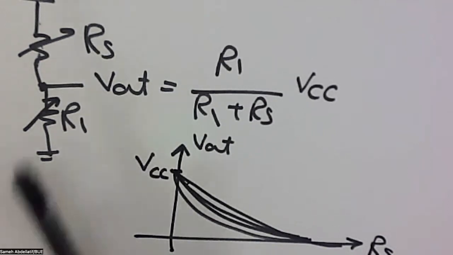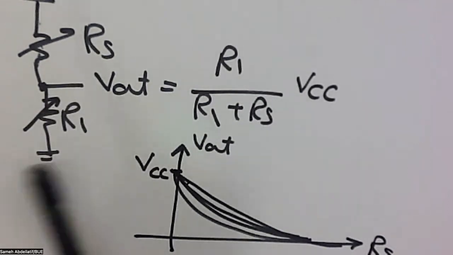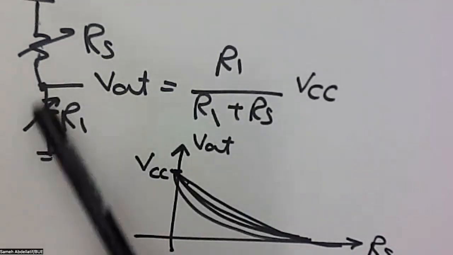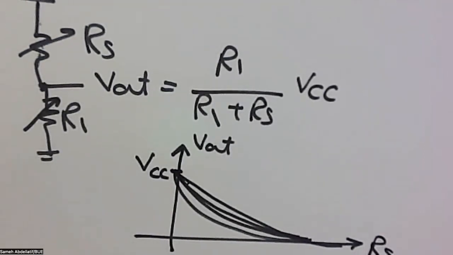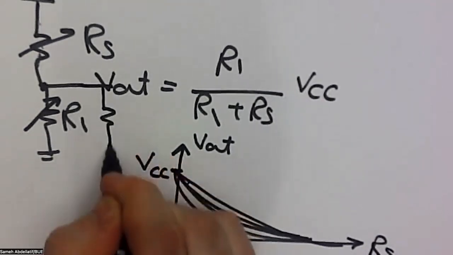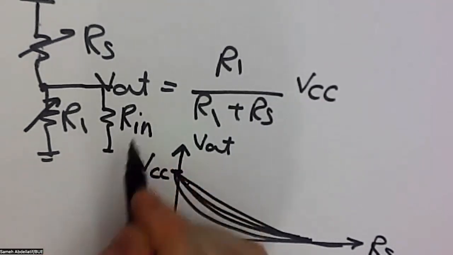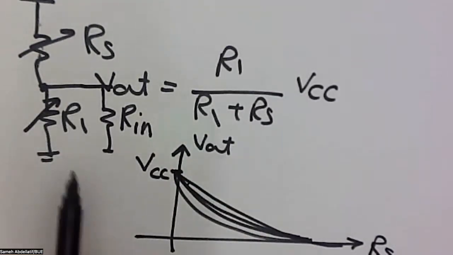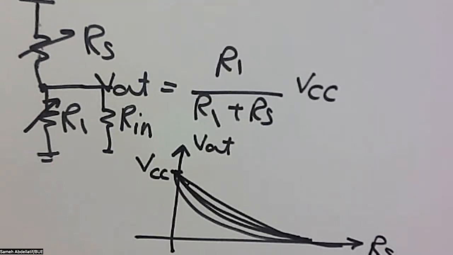So whenever this circuit is connected to any other stage, this resistance will do some sort of loading effect. Simply, if you have a next stage in your circuit with some sort of R in here, this R in will definitely affect everything, because now R in is parallel to R1, and a lot of equations will change. So this unisolated interfacing circuit is not the best circuit to be implemented for a sensor.